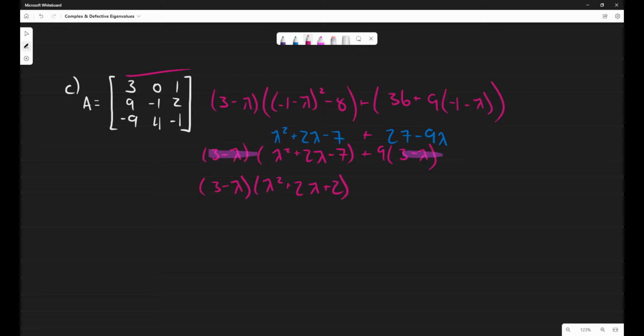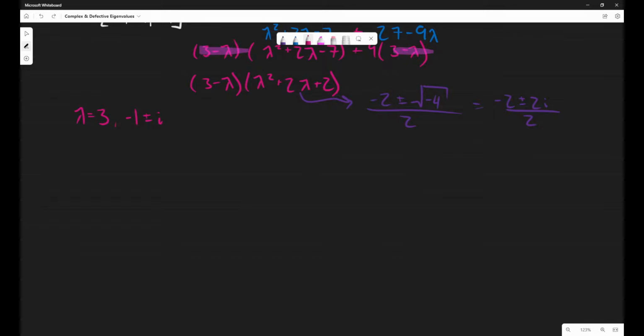And so we'll have our eigenvalues being 3, and then for this one we can just use the quadratic equation. So it'll be negative 2 plus or minus the square root of 4 minus 8, negative 4, all over 2, giving us negative 2 plus or minus 2i over 2, or negative 1 plus or minus i.